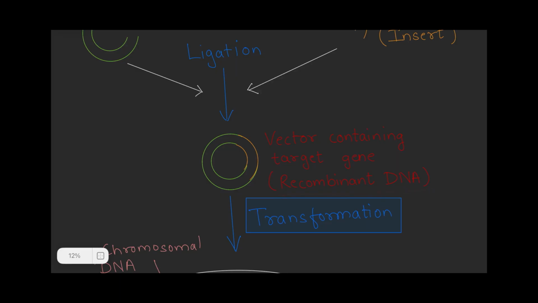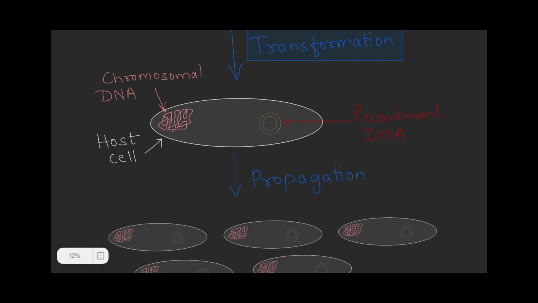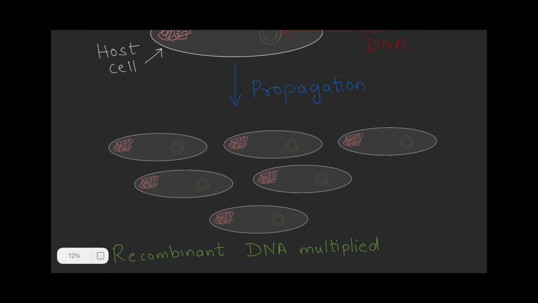Next, this recombinant DNA is introduced into a host cell. This step is called transformation. Inside the host cell, the recombinant DNA exists separately from chromosomal DNA. Once inside the host, the recombinant DNA undergoes replication. As the host cell divides, the recombinant DNA is multiplied. So eventually, we get many copies. This entire process is called gene cloning.